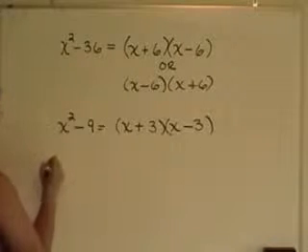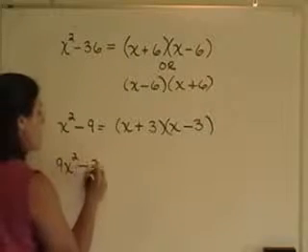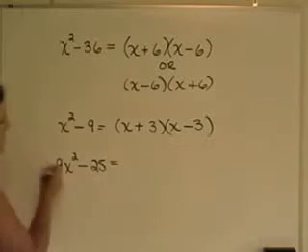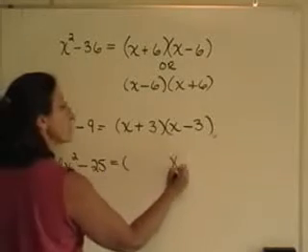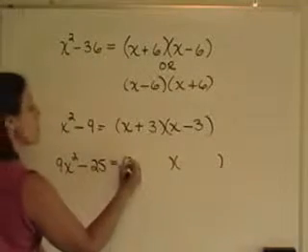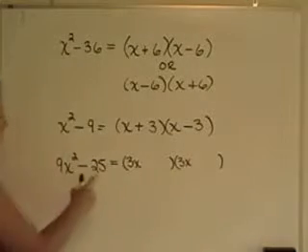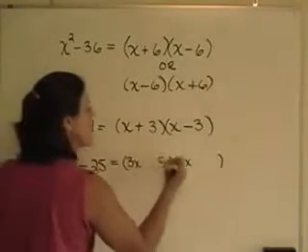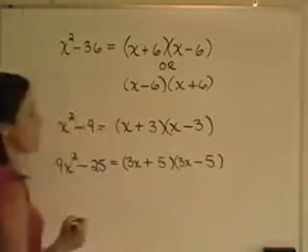Another example. If you had 9x squared minus 25, similar to these two, except for now I put a coefficient in front of the x squared term, you just need to ask yourself, what's the square root of 9? And that's 3. So I need a 3x in the front of each of these binomials. The square root of 25 is 5, so I need a 5 in the back of each. A plus sign in one, a minus sign in the other.